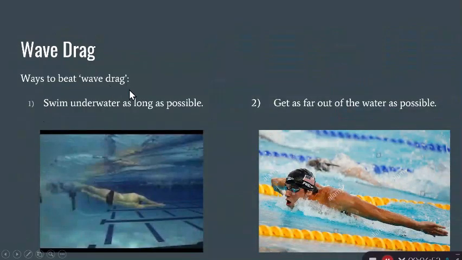Now, how we can beat wave drag is either to be more under the water or to be more above the water. So for example, here's a swimmer in a streamlined position, staying underneath the water. Now he doesn't have to deal with wave drag. Likewise, Michael Phelps here doing the butterfly, the higher we can get above the water, the more we're in the air versus between the water and the air. So that's going to create a lot less wave drag the higher above the water we get.